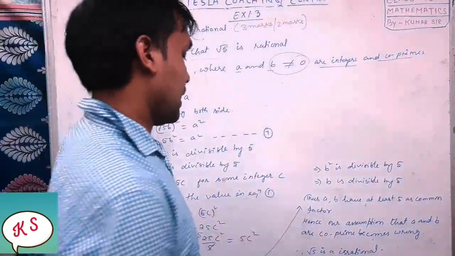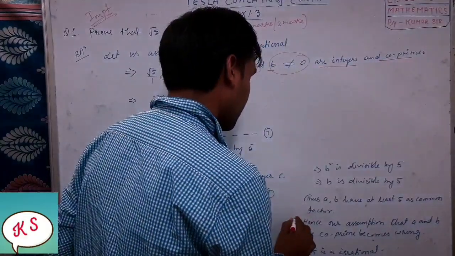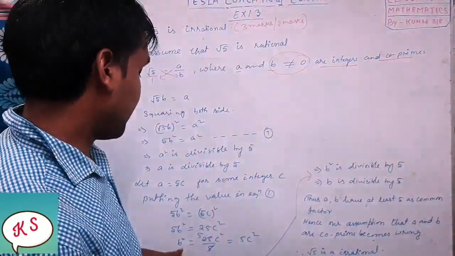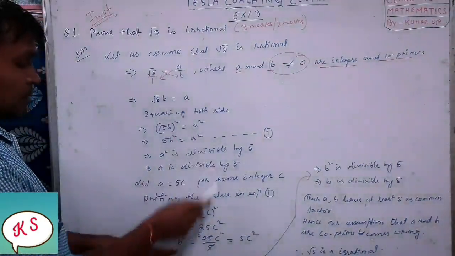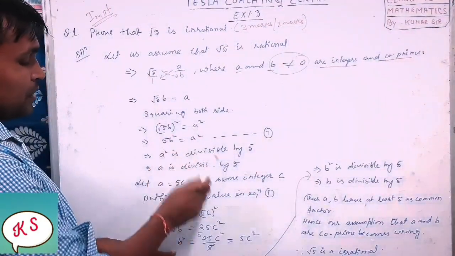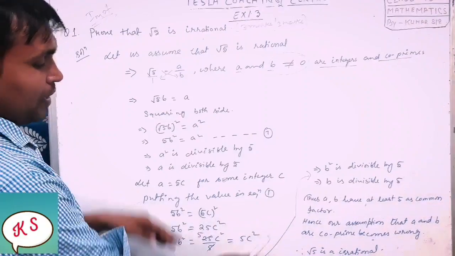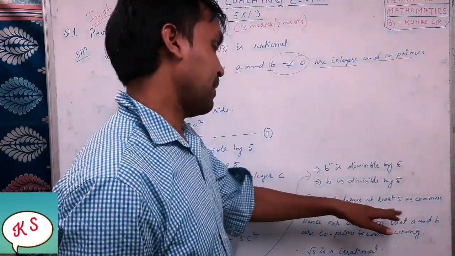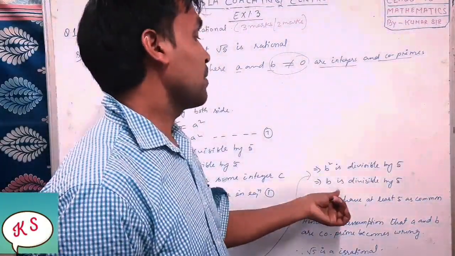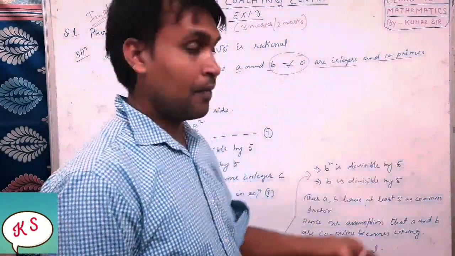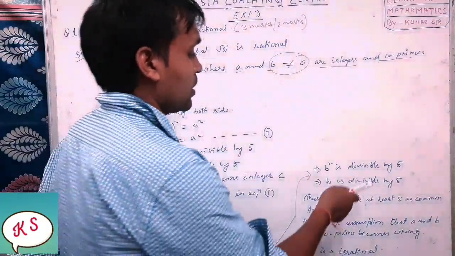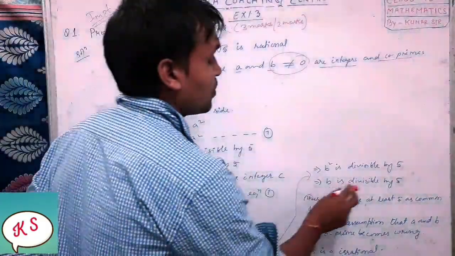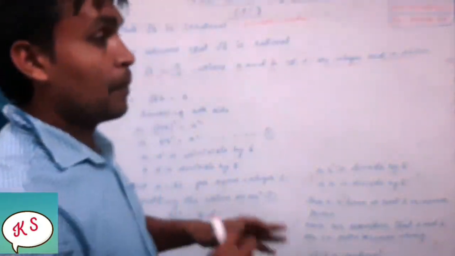So we have started from here. Here we have written the same thing: a square equals 5b square, and here we are getting b square equals 5c square. So b square is divisible by 5, which implies b is also divisible by 5. Now see, here a was divisible by 5, here also b is divisible by 5.